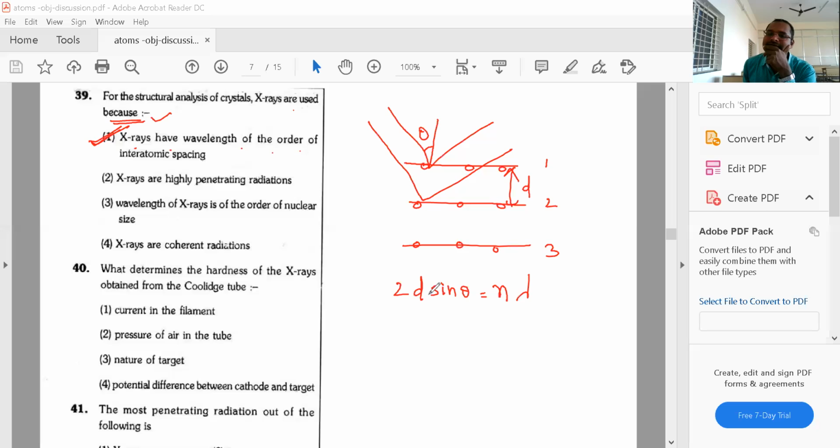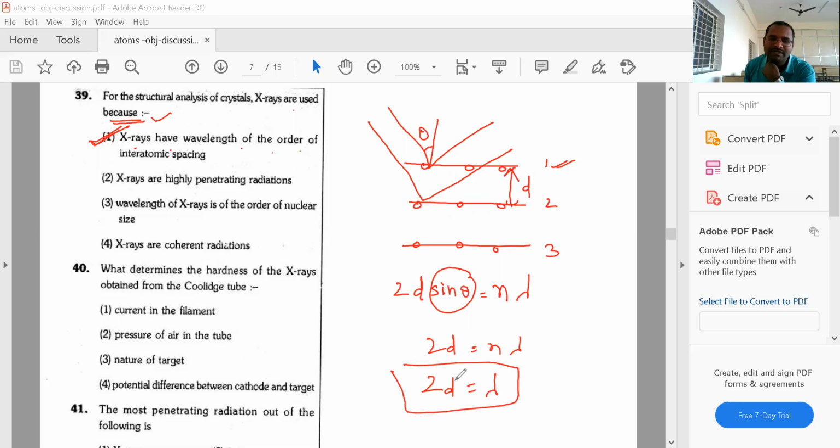For the maximum value, sin theta is 1, which means 2d is equal to n lambda. For the first layer, n equal to 1, it will be 2d equal to lambda. Remember this point: the wavelength of these rays should be of the same order as the interatomic spacing between these layers. Only X-rays have that range, in angstroms. X-rays wavelength is in the range of angstroms, so that's why only X-rays are used for structural analysis of crystals.